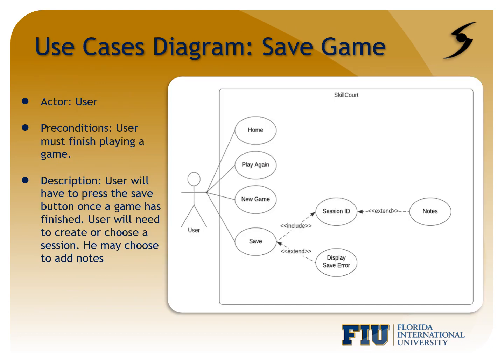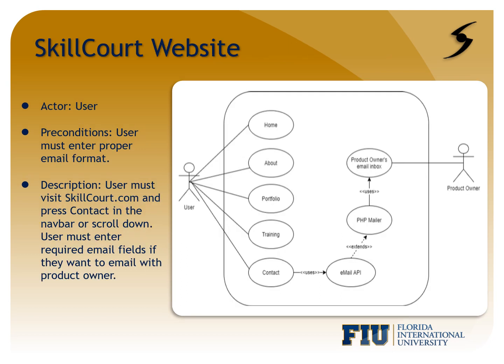This is a use case diagram that explains how a user will be able to save a game. Once a game is over, the user will have to press the save button and create or choose a session. A user may also add notes if they wish. This diagram explains how a user may contact the product owner. It shows what the SkillCourt website will do if a user decides to email the product owner.